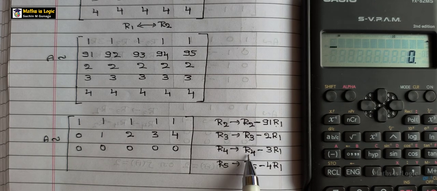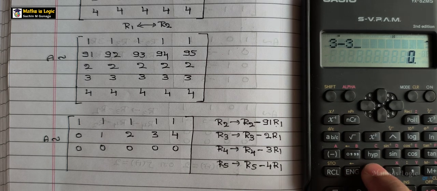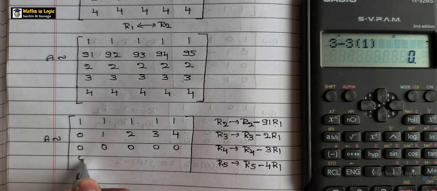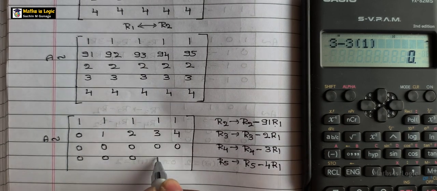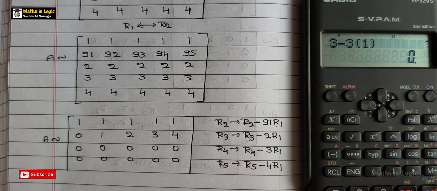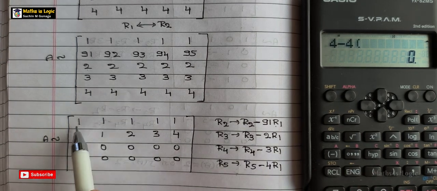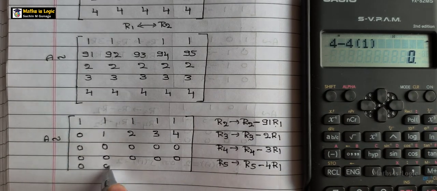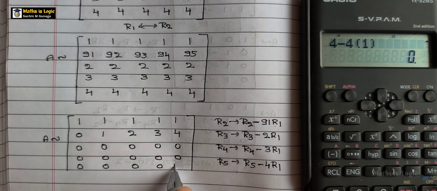Similarly R4. R4 is 3 minus 3 times R1, and R1 is 1. Therefore again this value directly goes to 0. So right here 0, 0, 0, 0, 0. Next R5 changes to R5 minus 4 times R1. R5 is 4 minus 4 times R1 is 1. So again 0, 0, 0, 0, 0.